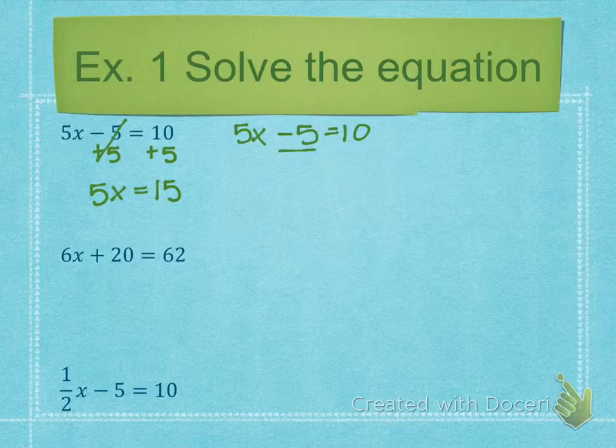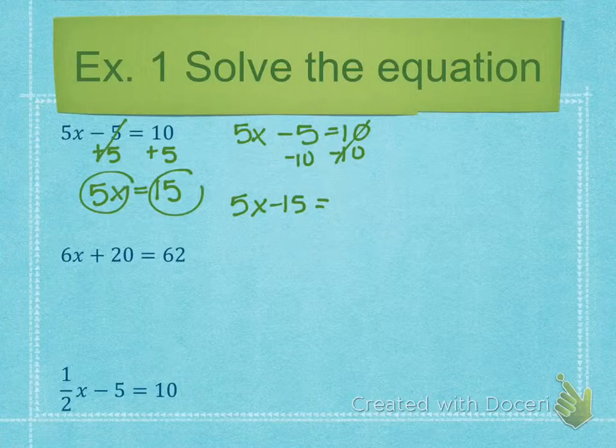I say, okay, negative 5 and 10 are like terms, so I'm going to subtract 10 on both sides. Okay, let's say we did that. 5x minus 15 equals, what's left over there? Nothing. You cannot do that. Remember, the whole point is to get variables on one side and numbers without variables on the other. That way I have a nice, even, organized equation. I can just do my one step and solve.